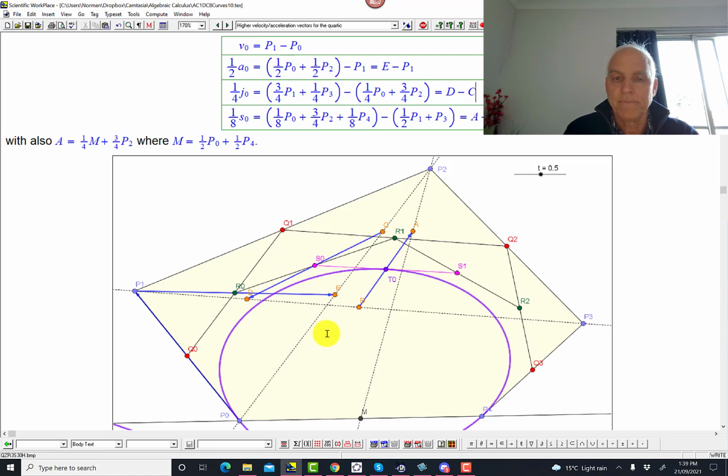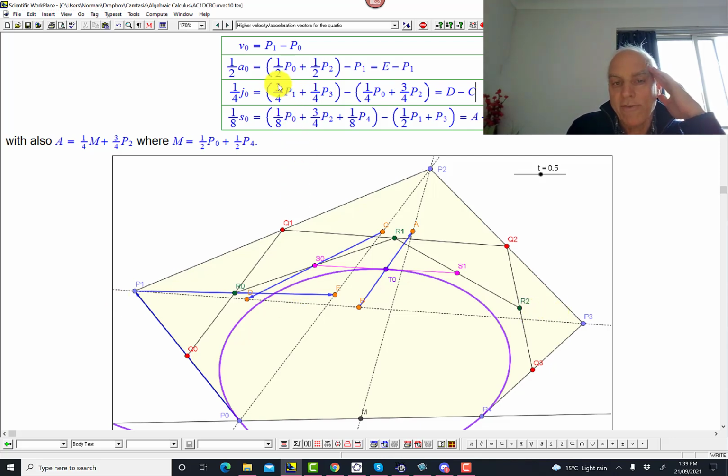Please do that. What about the jerk? So 1/4 times the jerk is D minus C. And what is D? D is a combination of P1 and P3. So here's P1, and here's P3. So this first point, D, is somewhere on here. And where is it?